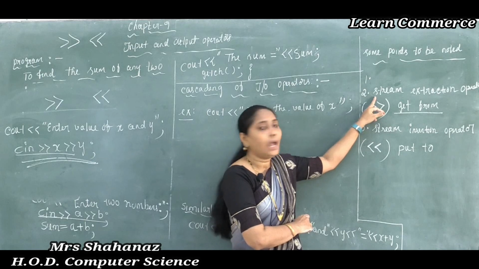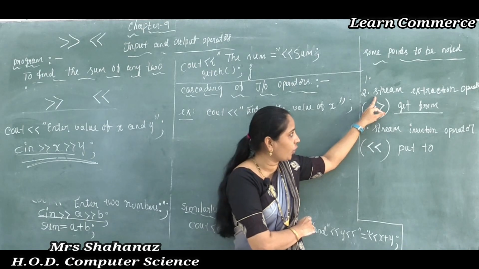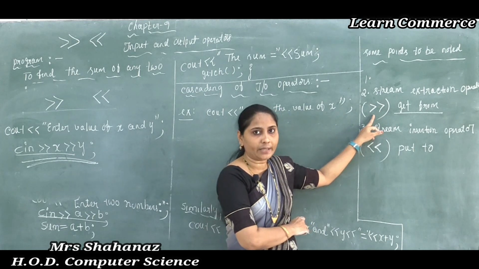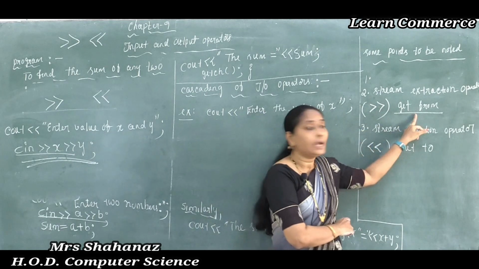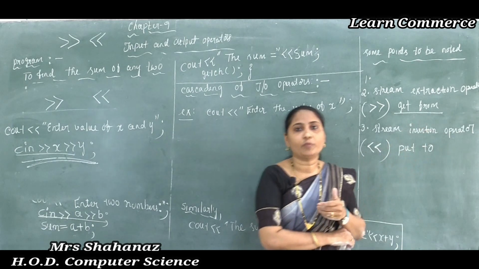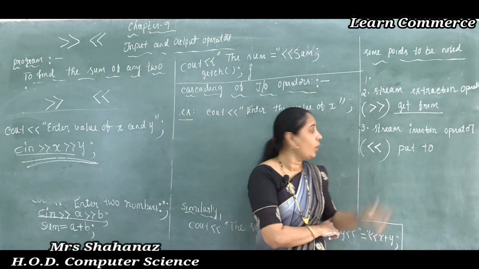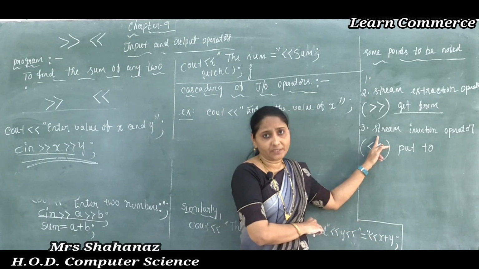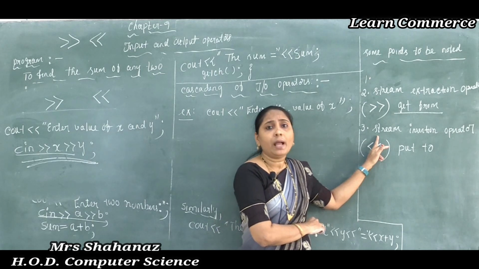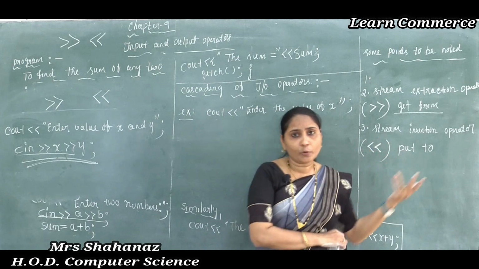And next, the input operator, also called the stream extraction operator. This sign is written as double greater than, meaning get from. That means here we are going to get the value, or read, or input the value from the standard input device through the keyboard. That is called the stream extraction operator, our input operator.